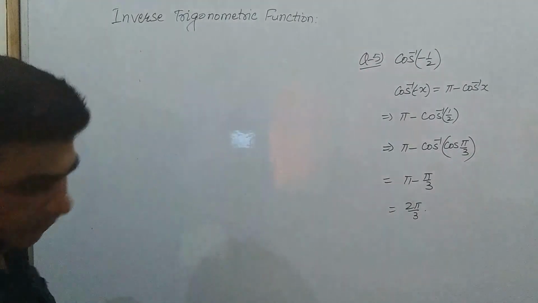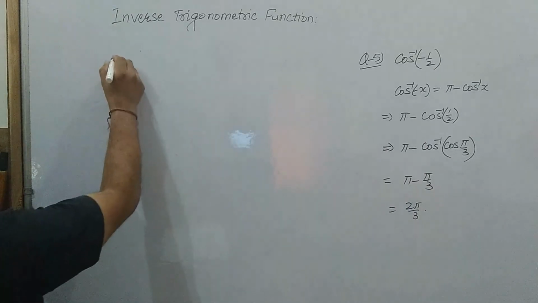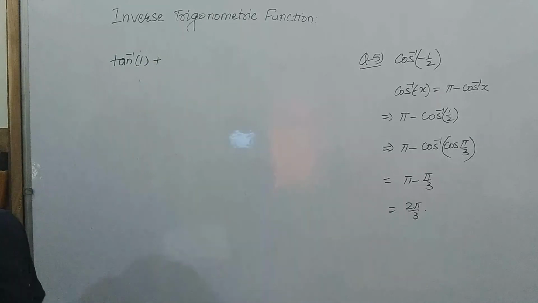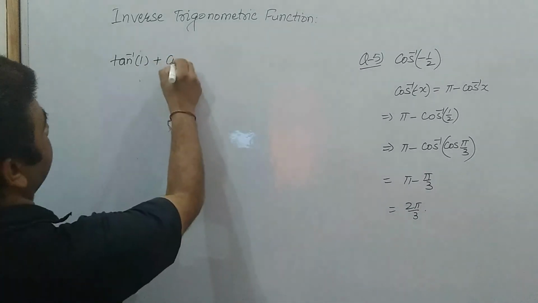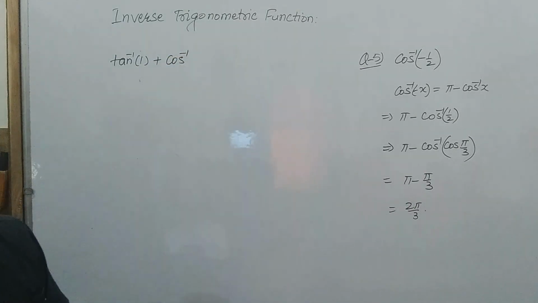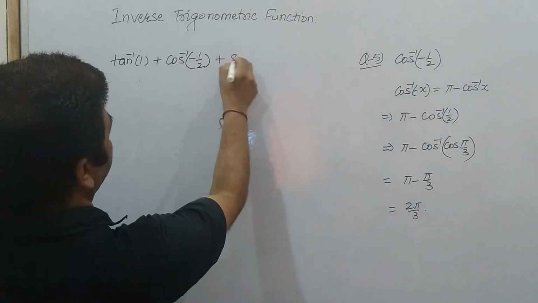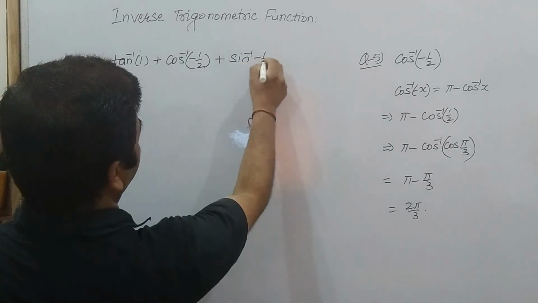The question is tan inverse 1 plus cos inverse minus 1 by 2 plus sine inverse minus 1 by 2.